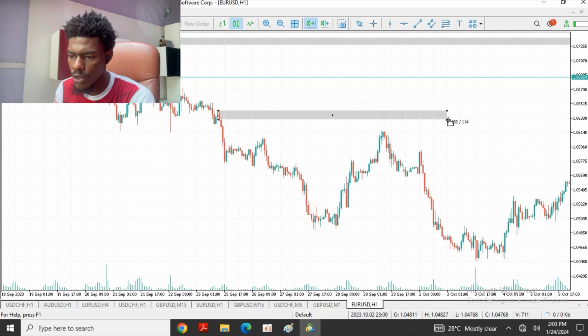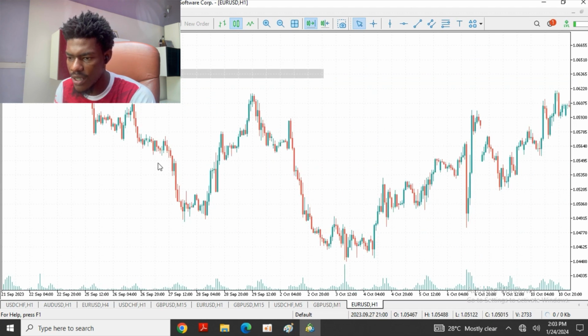Extend it to the future, and you see, price did not come back to it per se. Price did not come back to it. You understand? Price didn't come back to it. So this order block was not mitigated.